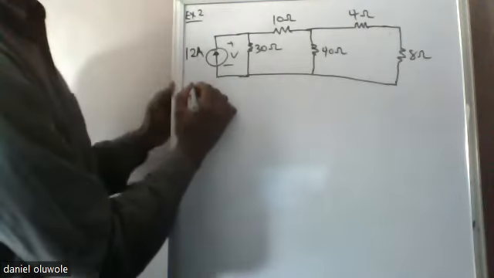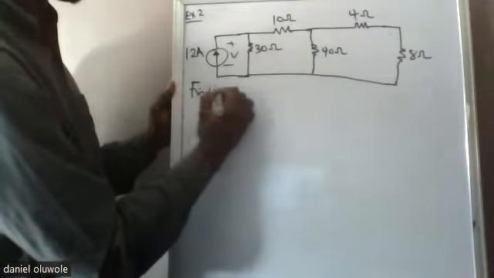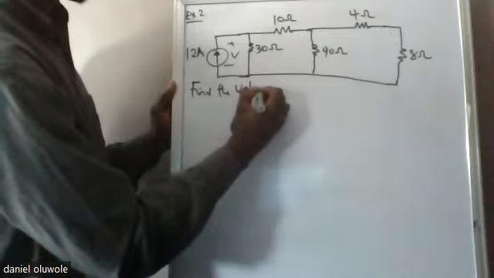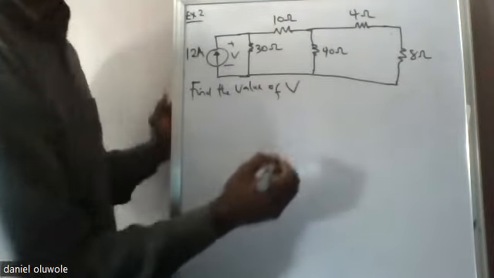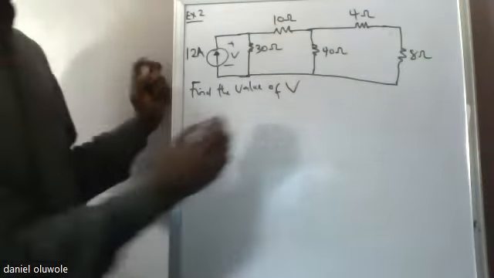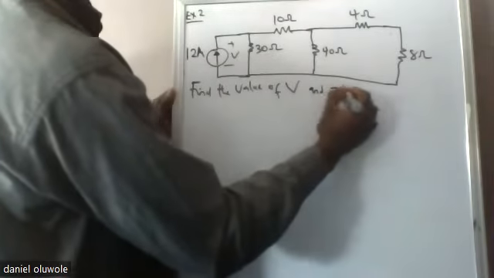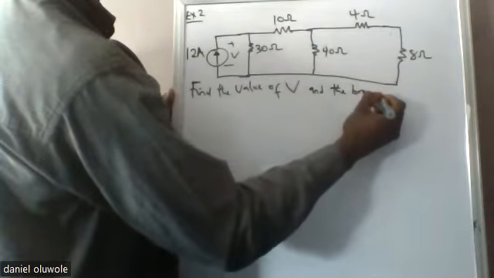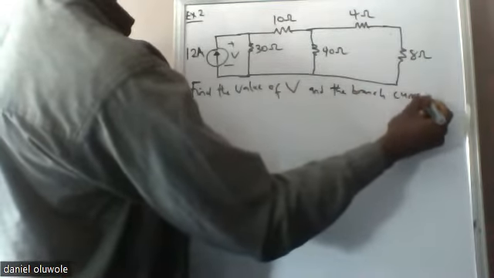And the question is saying, find the value of V and the branch currents.